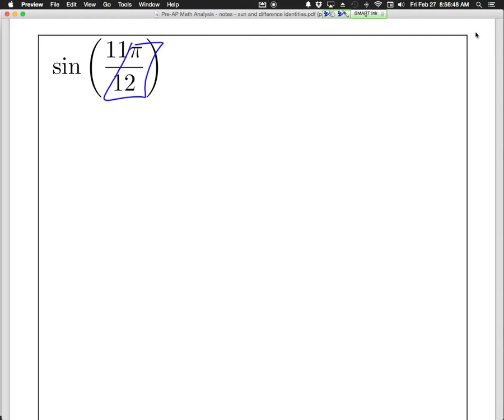Well, 30 is pi over 6. Pi over 6 is 30. So pi over 12 is half of pi over 6, so that means it's going to be half of 30. So I need 15 times 11. What's 15 times 11?